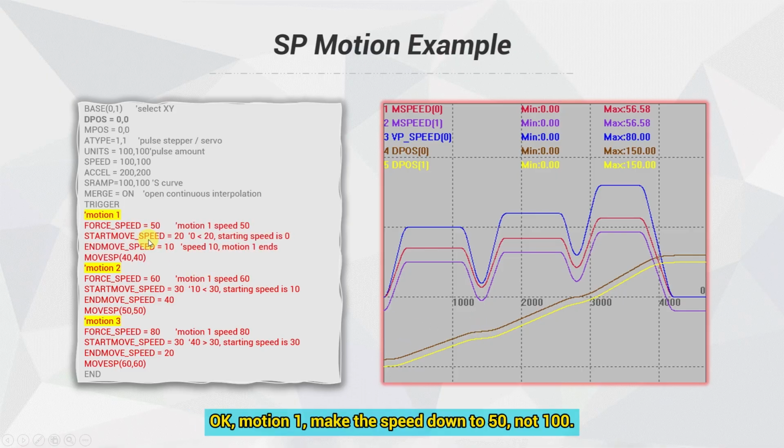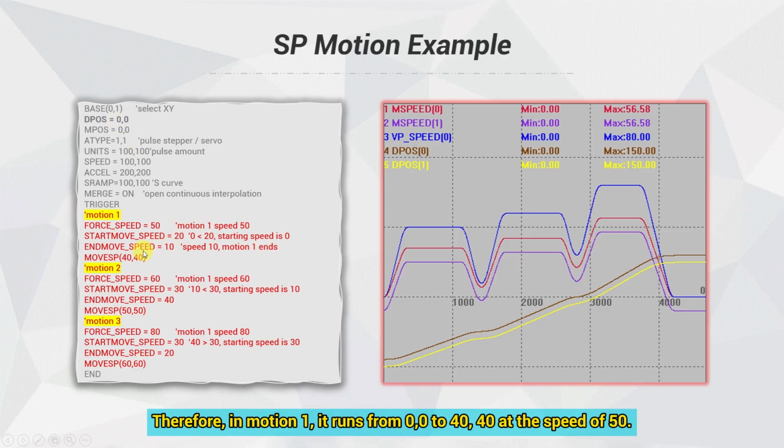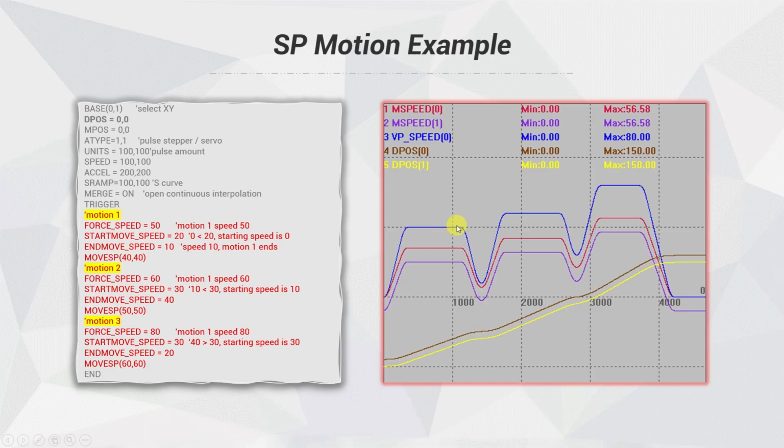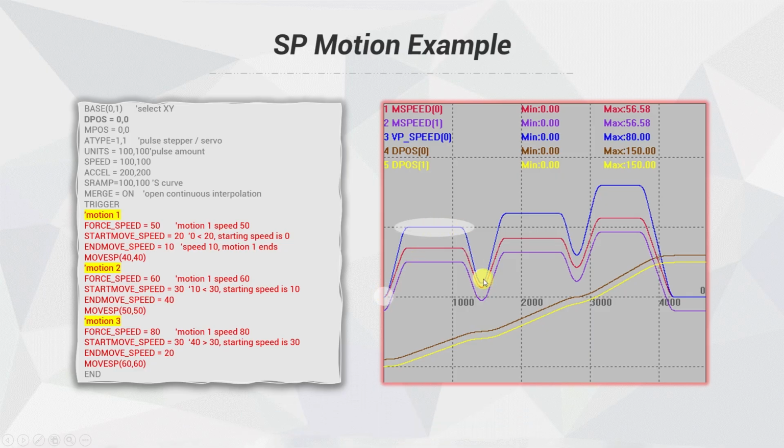Okay, motion 1: make the speed down to 50, not 100. Starting speed is 20, end speed is 10. But this is the first motion, starting from speed 0. So, this starting speed 20 is invalid. Therefore, in motion 1, it runs from 0 to 40, 40 at the speed of 50. Accelerate from 0 to 50. Then decrease speed from 50 to end speed 10.